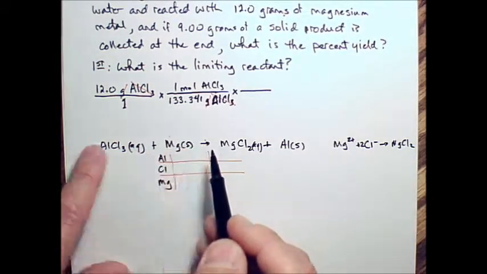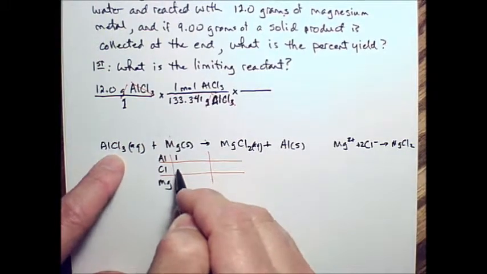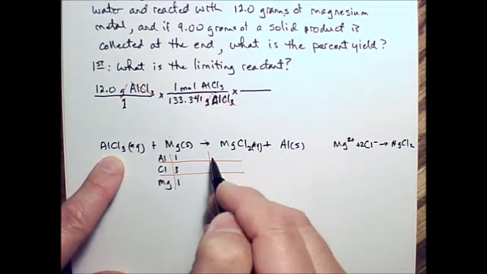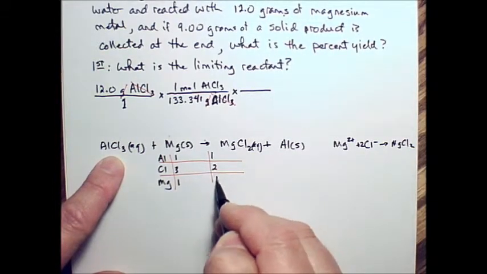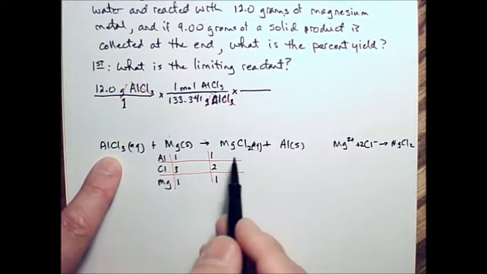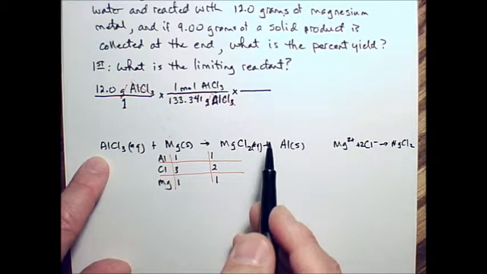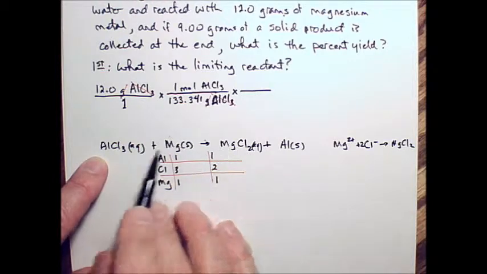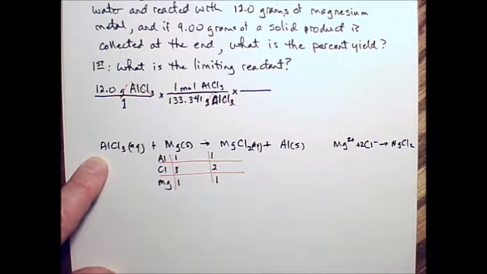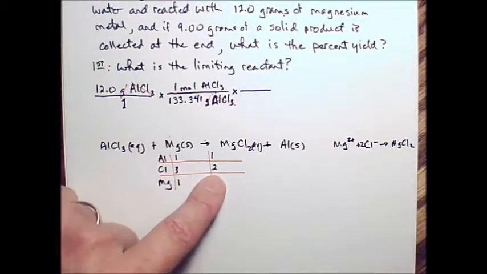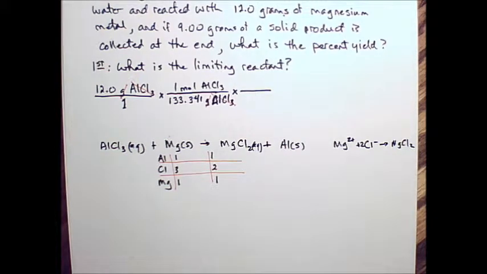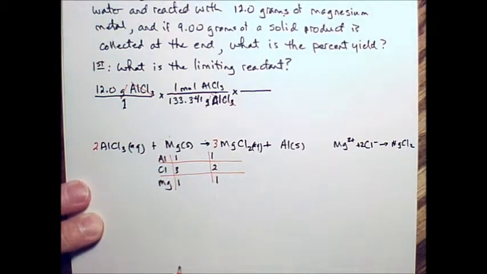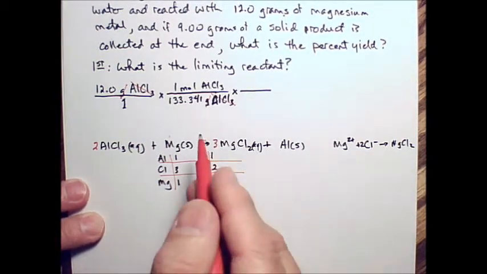So the number of atoms on this side go here. Got 1 aluminum, 3 chlorines, 1 magnesium, and the number of atoms on this side I put over here. 1 aluminum, 2 chlorines, and 1 magnesium. And the only thing that I can use to balance the equation is coefficients. Okay, the large numbers in front of these symbols. Now if I've got 3 chlorines on the left and 2 on the right, then it makes sense that I'm going to put a 2 here and a 3 here to try to get the chlorines balanced. That's the only thing that's currently unbalanced.